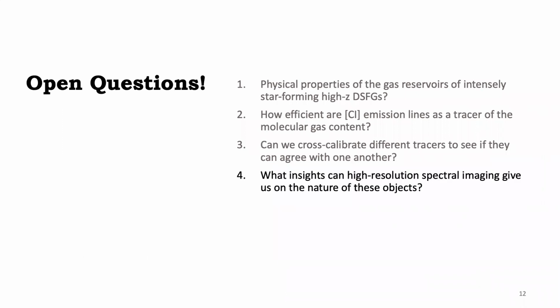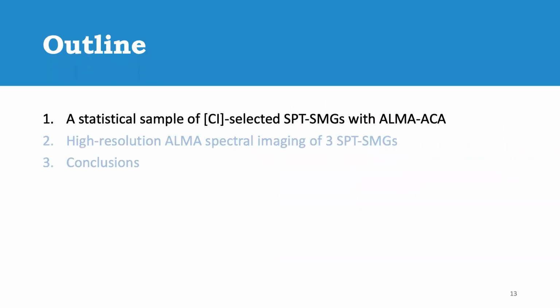Now, what are the insights we can gain using lensed galaxies, especially moving to higher resolution observation? And can this help us to understand the morphologies of these DSMGs? So today, first, I'll talk about a larger sample of C1 selected galaxies in order to test out the properties of C1, and then about the higher resolution sample, and lastly, I'll conclude.